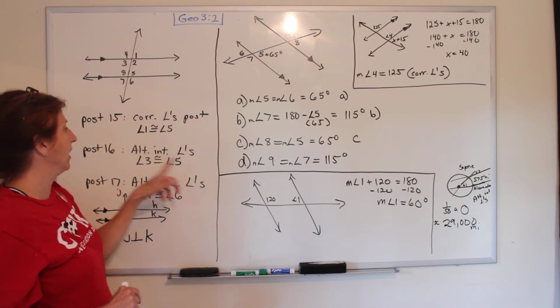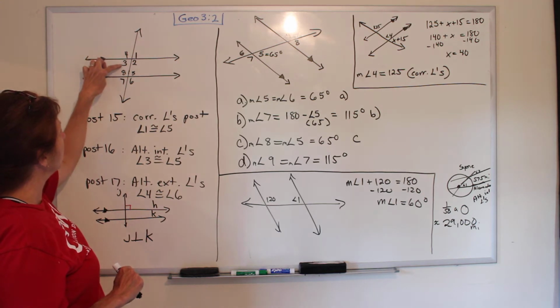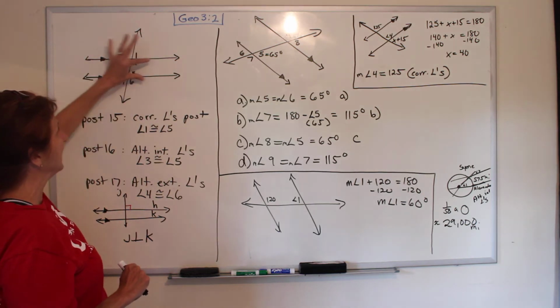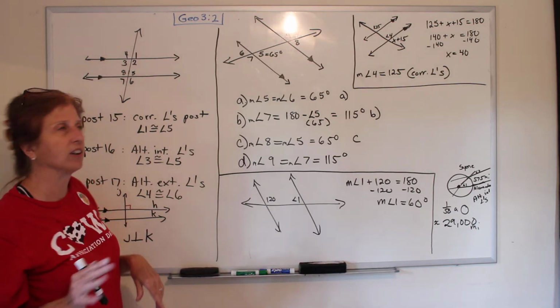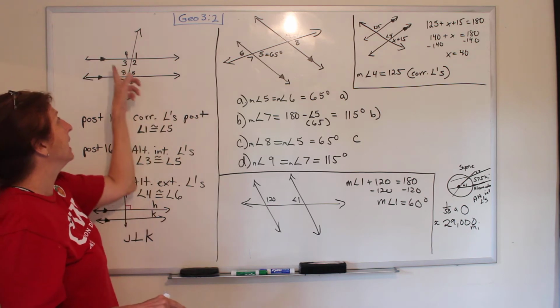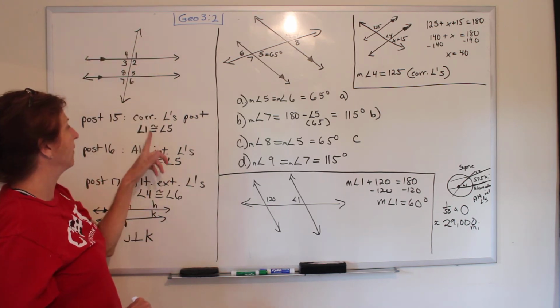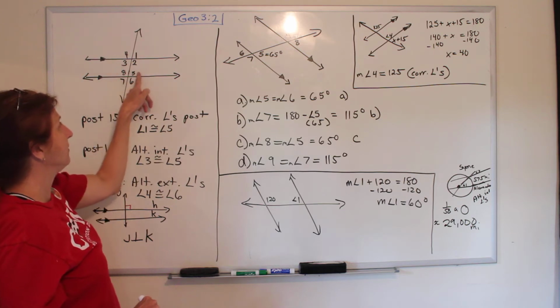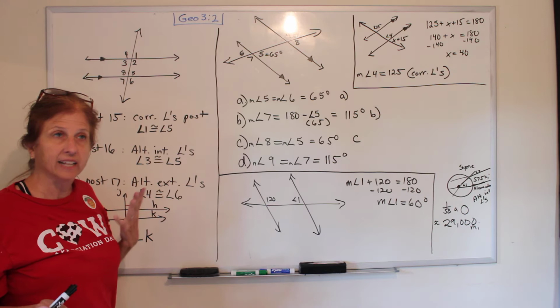Alternate interior angles are congruent. So angle 3 and angle 5 are on the inside of the railroad tracks on opposite sides of the transversal. So they are alternate, because they're on opposite sides, interior, inside the railroad tracks, angles, and they're the same. So 3 and 5 are the same, and 2 and 8 are the same. It looks like it, doesn't it?